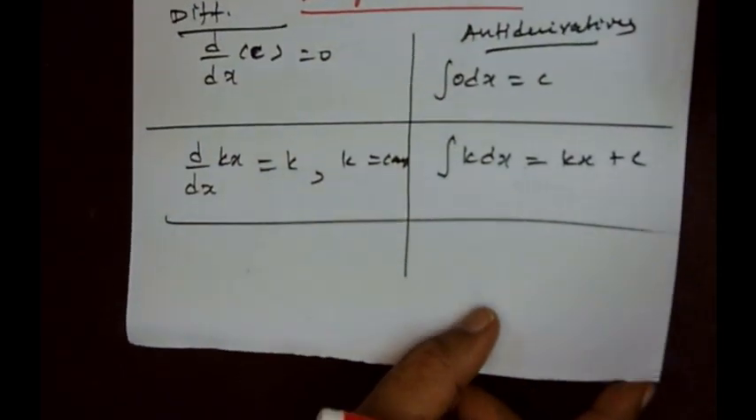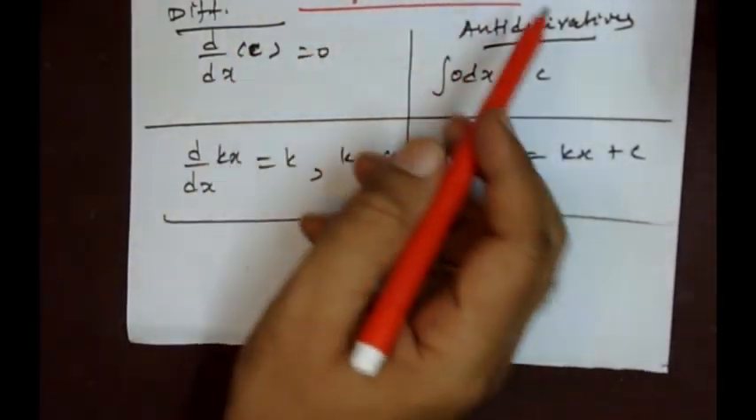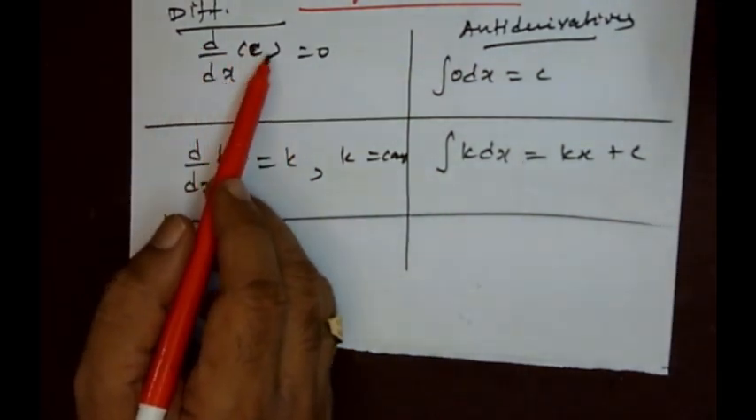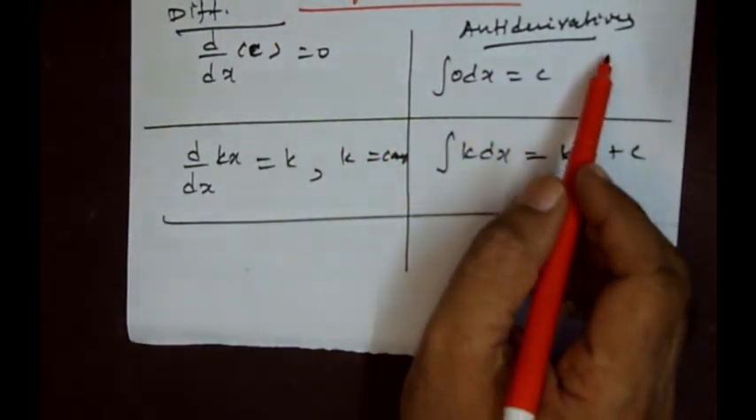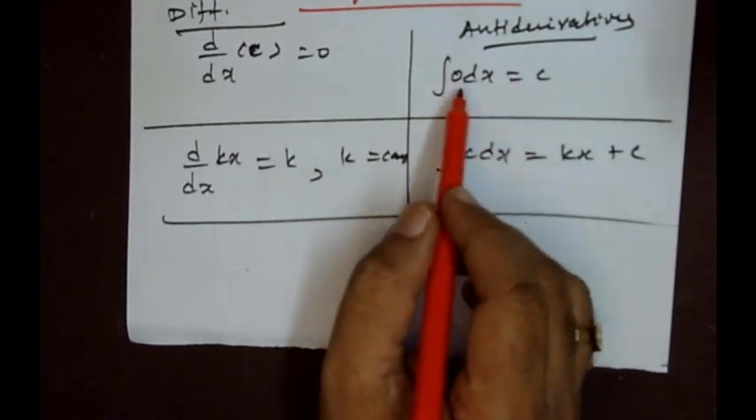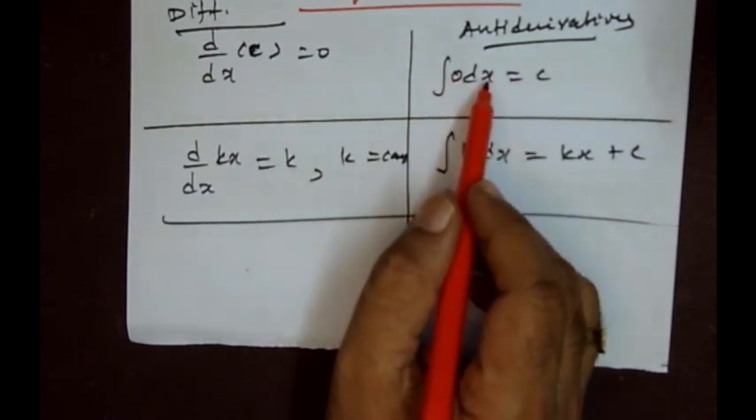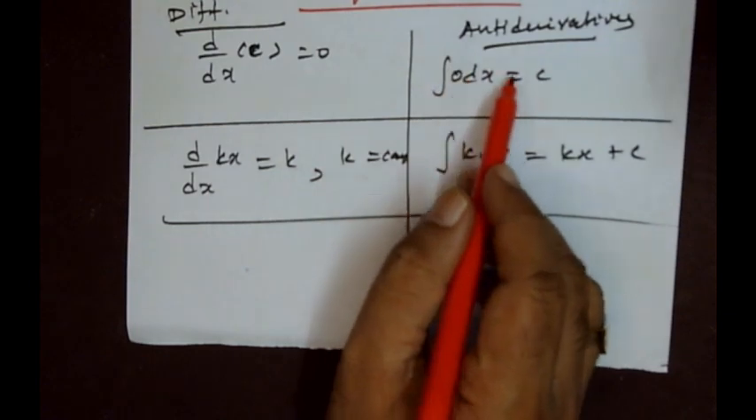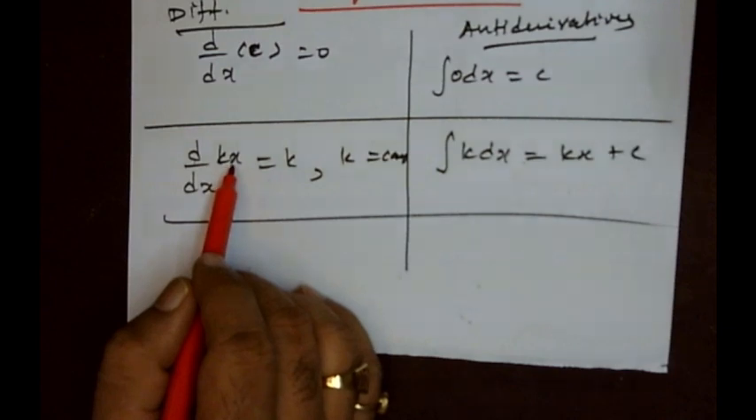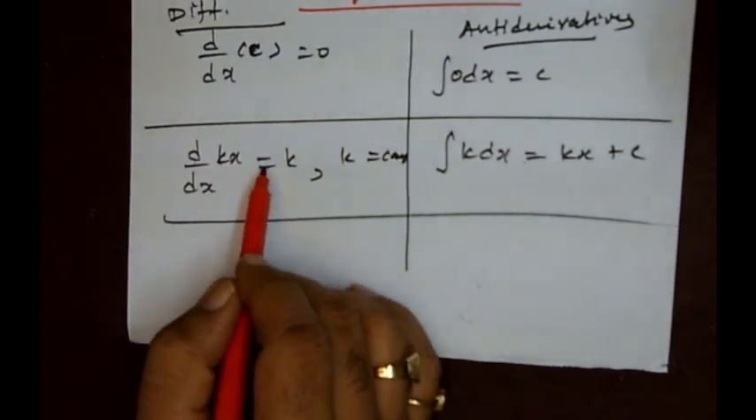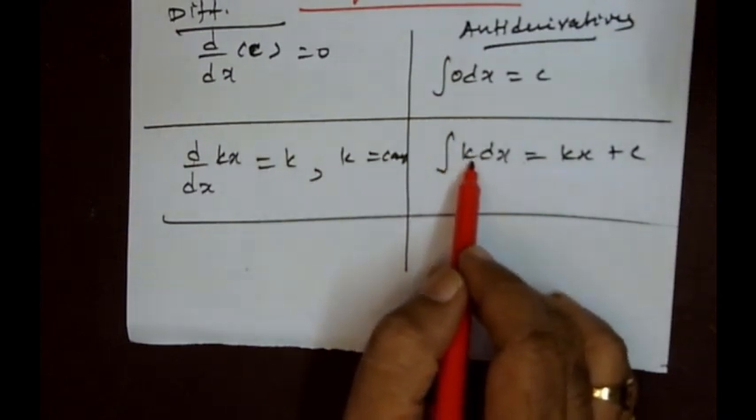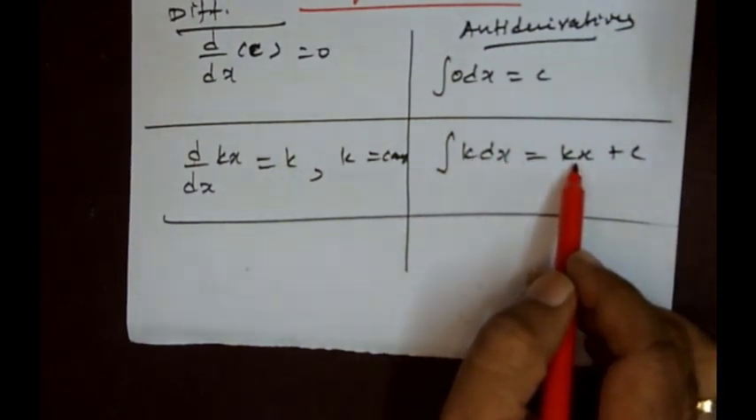Now let us go through the derivatives and the integral formula. See, on differentiation of a constant, it becomes 0, but in the case of antiderivative, that is integration, 0 dx means 0. So that leads to a constant in this case. And here, when you have a constant into x, differentiation gives you k, whereas in this case on integration of k into dx, it becomes kx.